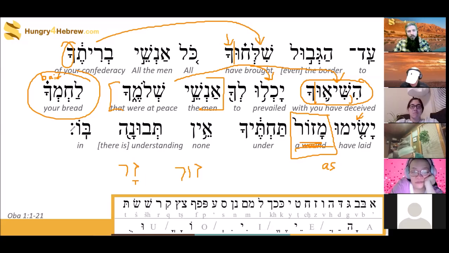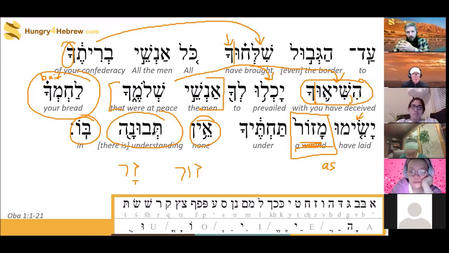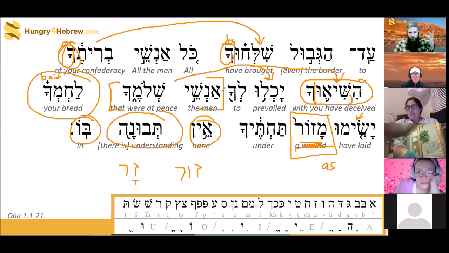En tevuna bo. There is no understanding in him. In him, what's the "him" referring back to? Back to Edom, because Edom has been called "you" in all of these instances. So Edom should be second person. Why all of a sudden is there a third person?